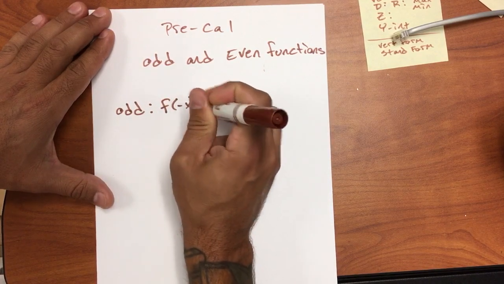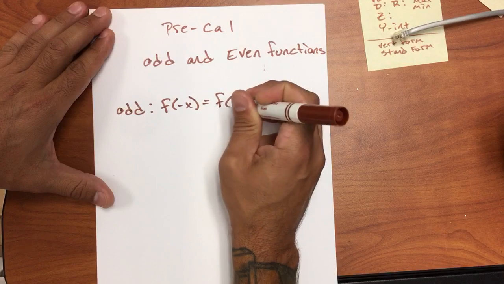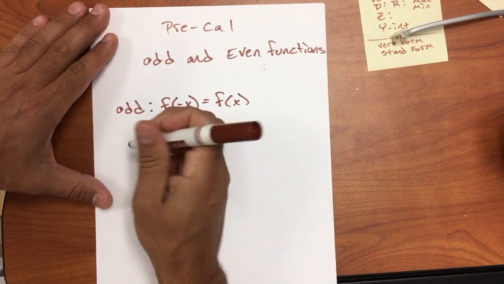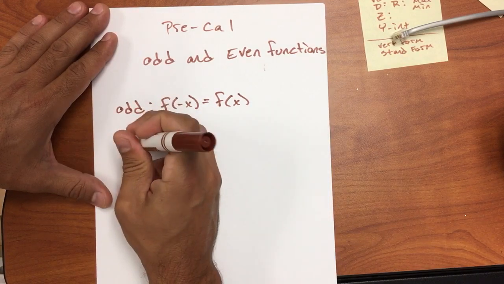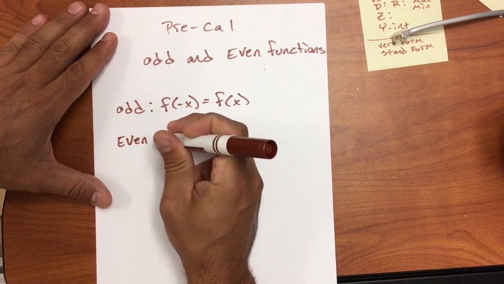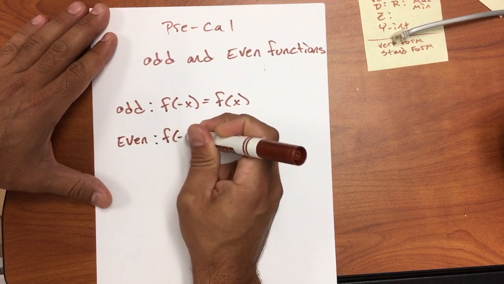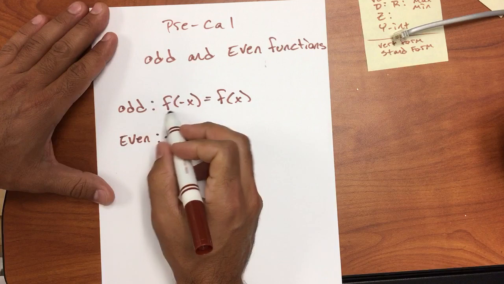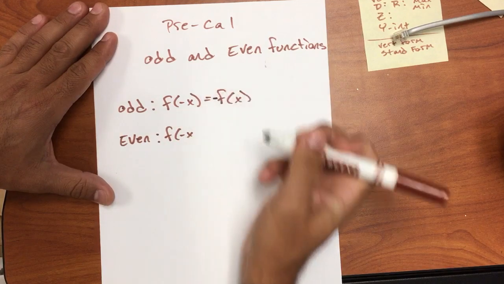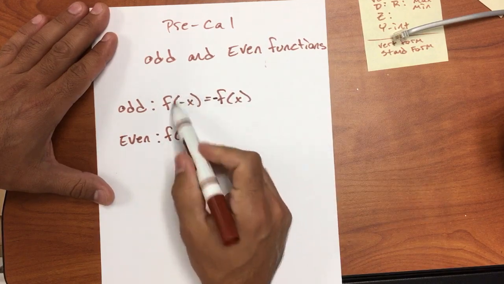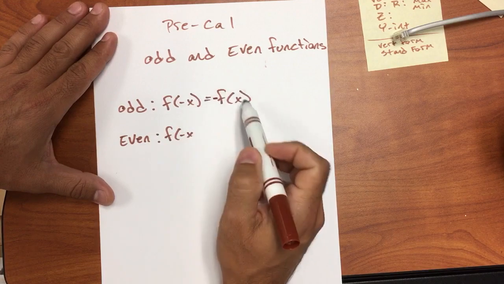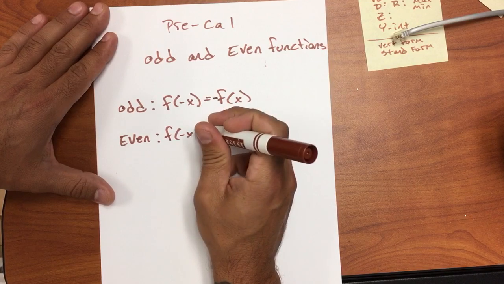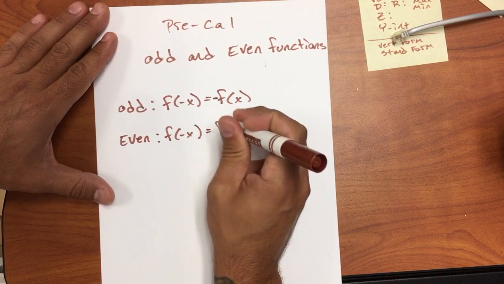Odd, this rule is going to be true. F of negative x is equal to f of x, meaning when the x is negative, it doesn't change the function. The function is the exact same. Even is going to be this rule. F of negative x. Oh, man, I did that wrong. I'm so sorry. Odd means that f of negative x equals negative f of x. So when I plug in a negative x value, I get a negative function. Changes the sign of everything. The even one, f of negative x equals f of x.